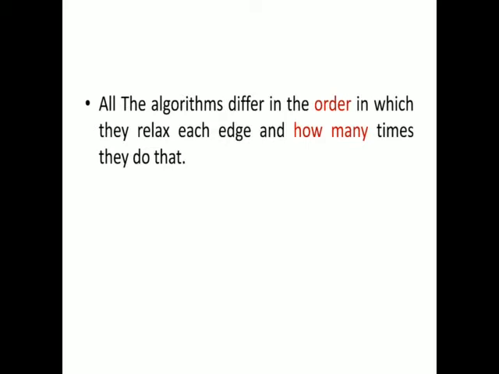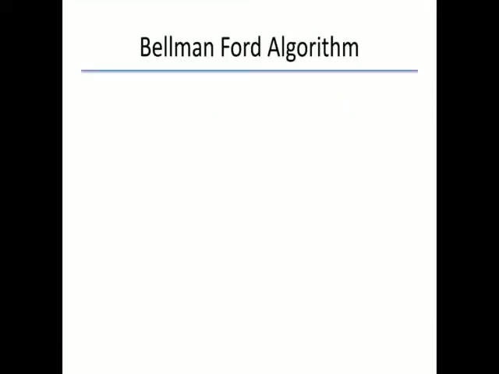Now these basic processes are common to all the shortest path algorithms. All the algorithms differ only in the order in which they relax each edge. So the order of relaxing all the edges is different for different algorithms, and how many times they do that. Basically, this is the difference between them. Let's discuss the Bellman-Ford algorithm.